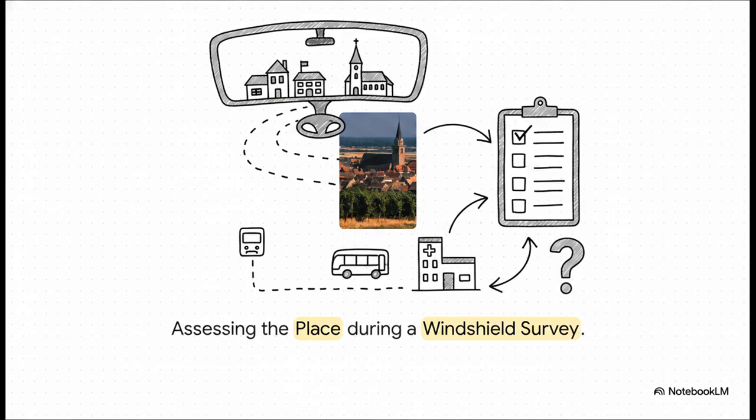When you conduct what we call a windshield survey, which is literally just driving or walking through a neighborhood, you are actively assessing the place and the people. You're looking at the boundaries, the environment, the housing, the schools, the churches. And as you're taking all of this in, you're applying those 7 A's in real time. You're asking yourself, okay, I see a clinic here, but based on the public transportation routes I just drove past, is there actual access to it for the majority of the population?